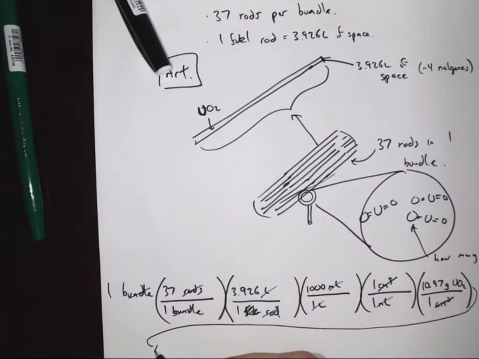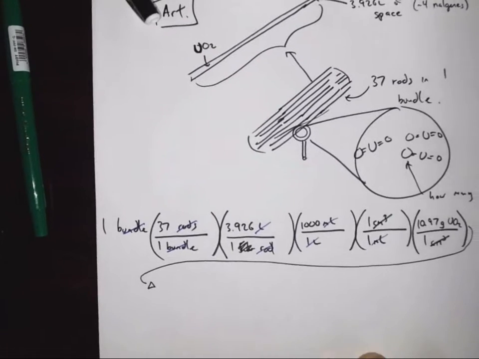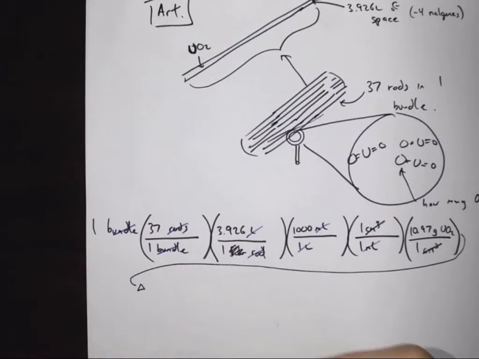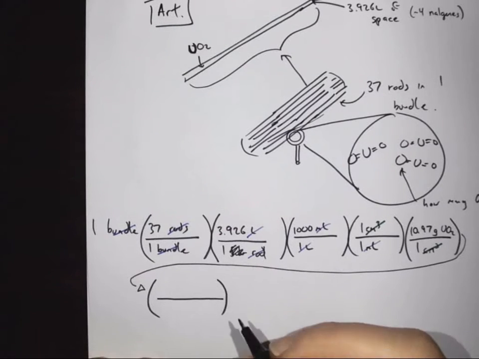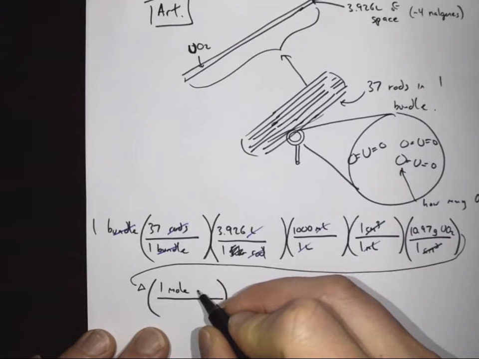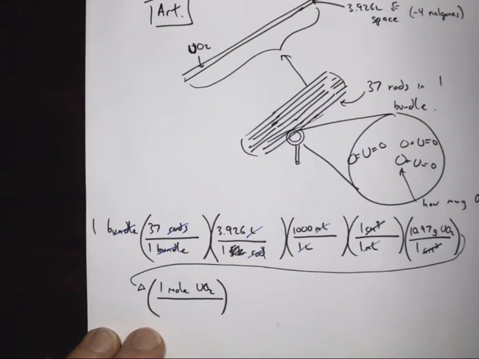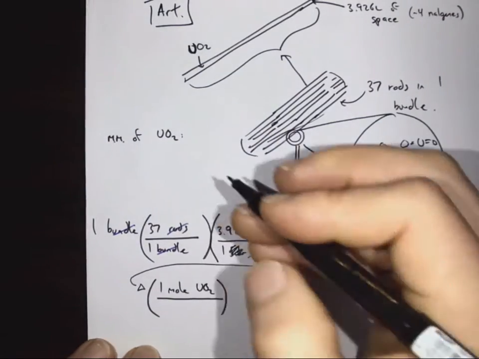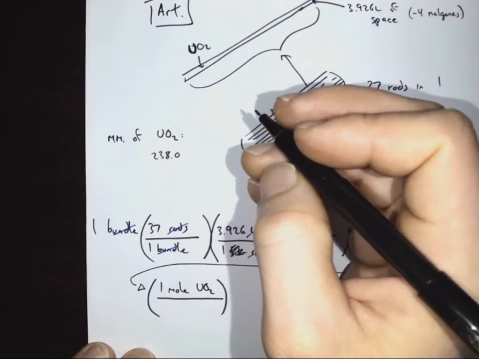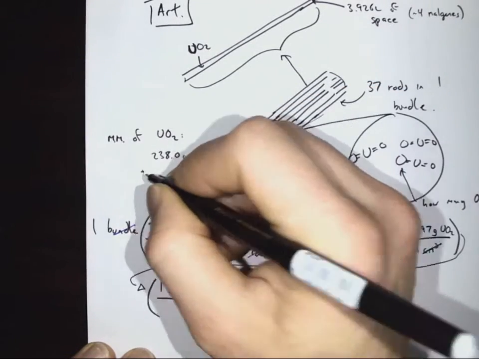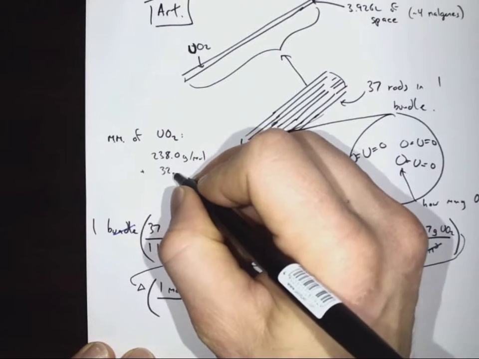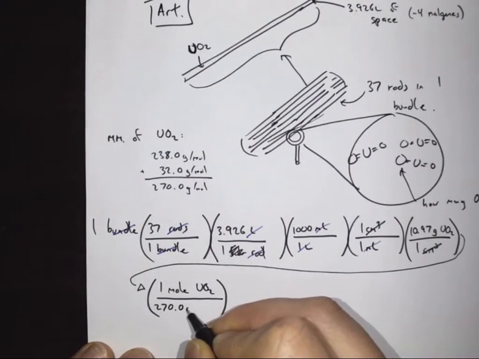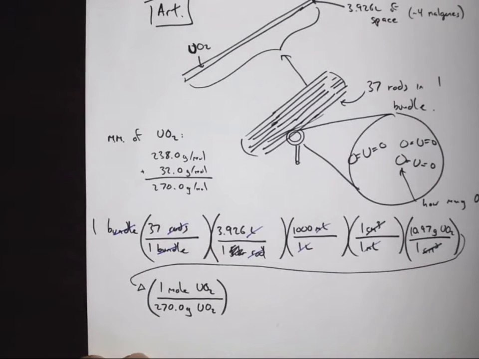This is getting a little long, so I'm going to continue this conversion problem over here. The next conversion I need to do is cancel my units of grams and replace them with moles. To do that, I'm going to find the molar mass of uranium dioxide. The uranium molar mass is 238.0 grams per mole. Then we add 2 oxygens, so 2 times 16 is 32.0 grams per mole. When we do that, we get 270.0 grams per mole. So 270.0 grams of uranium dioxide for every 1 mole of uranium dioxide.